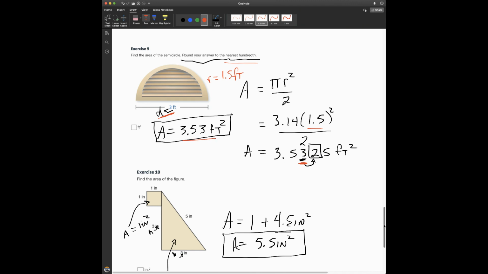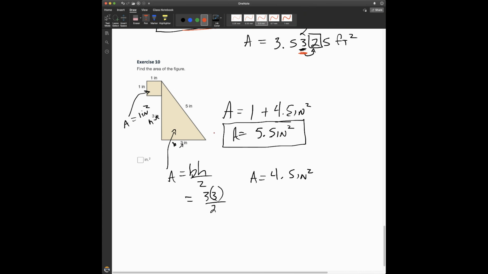And then the last problem for this section, problem 10, find the area of the figure. So I got to find the area of this square, which is 1 times 1, which gives me 1. I can put inches squared there. And then find the area of the triangle. So the area of the triangle is the base times the height divided by 2. So I have 3 times 3. And I divide that by 2, and I get 4.5. And I just add these together to get 5.5 inches.